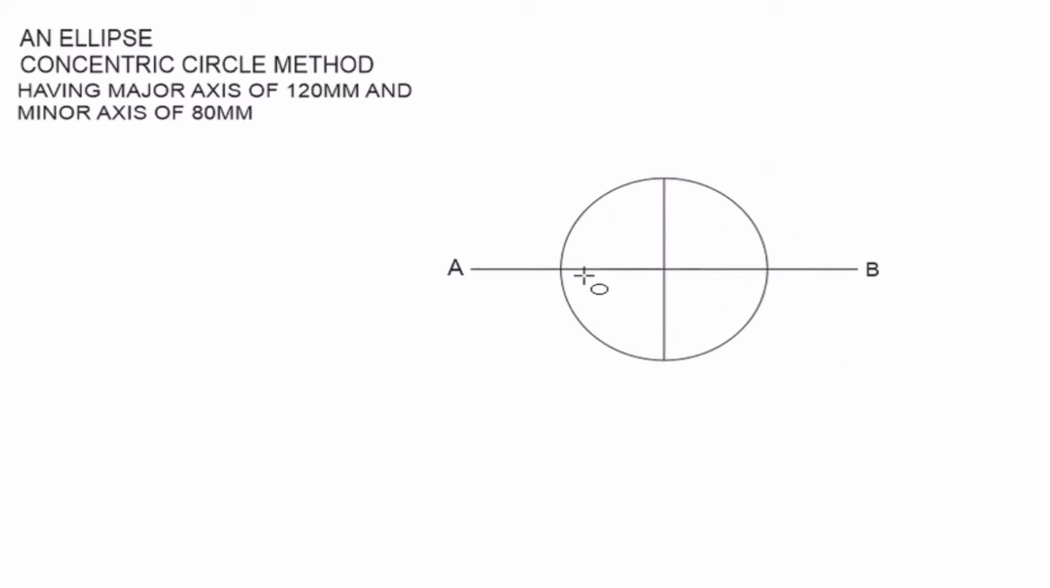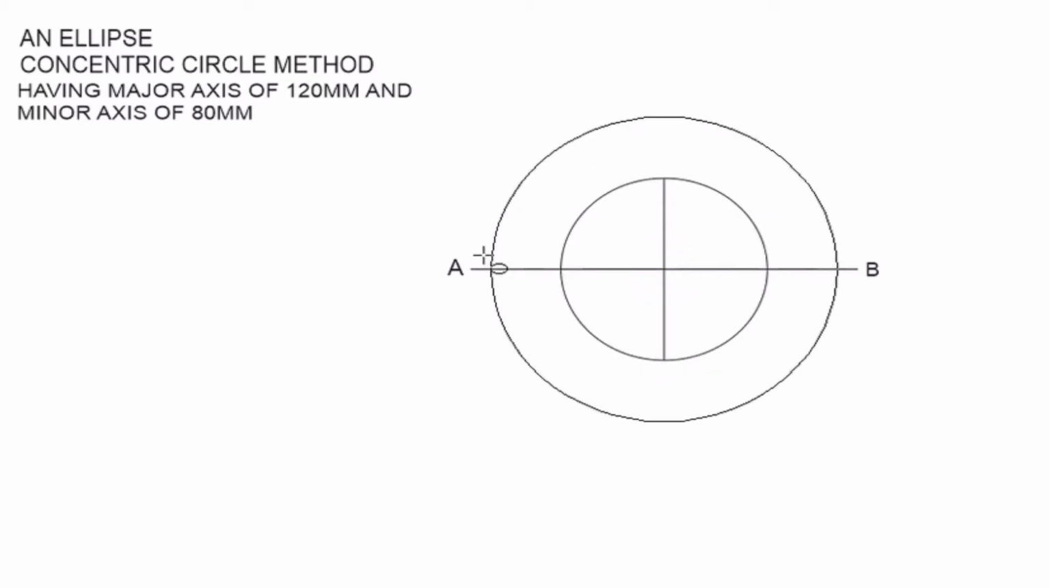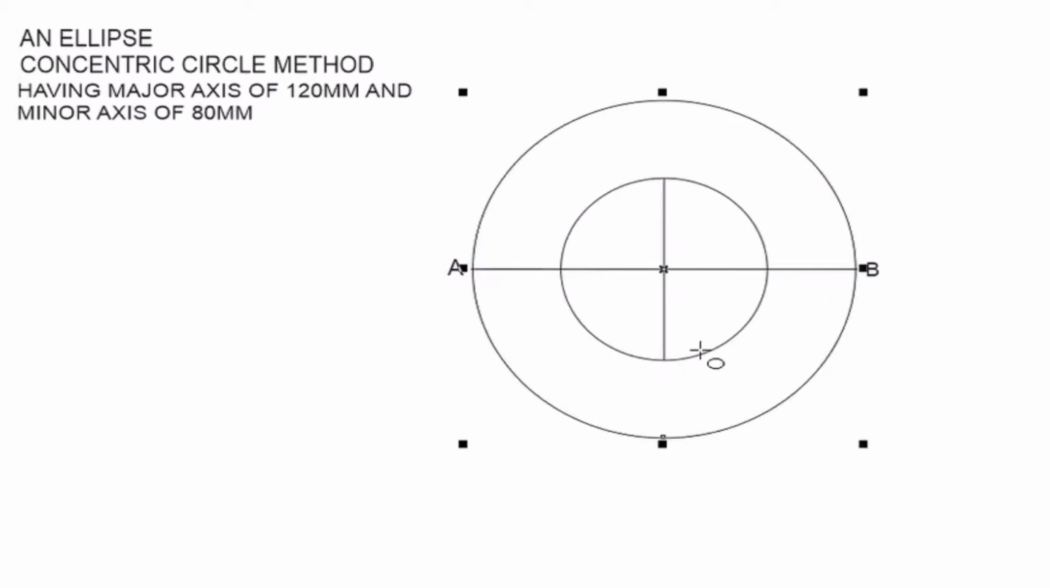And then the next thing, we also have to draw a circle having a diameter of 120 millimeters. All right, there we go. Next you have to extend this. Just extend it to the circumference of the major axis, that's the circumference of the bigger circle. Of course, you name your points C and D.